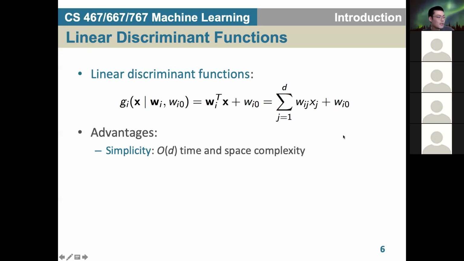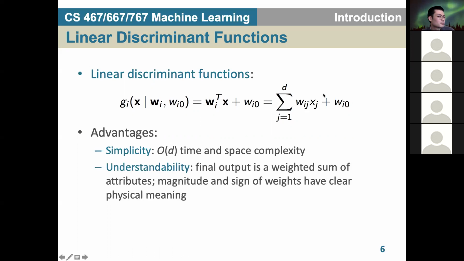And the benefit of using a linear model, if it can work well: why do we want to use the linear model? Because it's O(D) time and space complexity. You only store D weight values, maybe D plus 1, that's not so important in terms of asymptotic complexity. And the time is also linear, because you do D multiplications and D minus 1 summations, plus this summation, which is D summations.